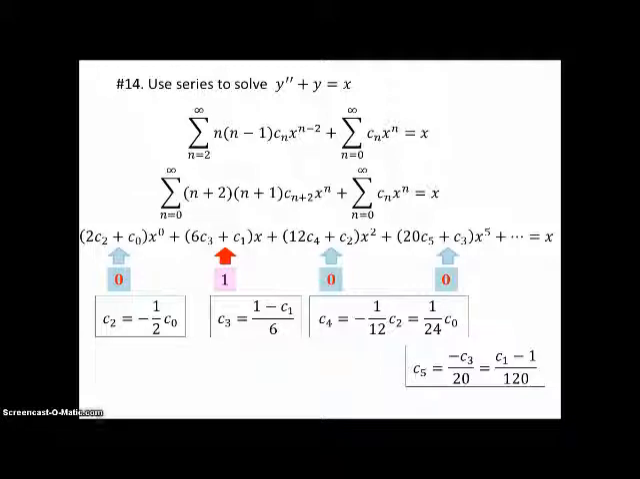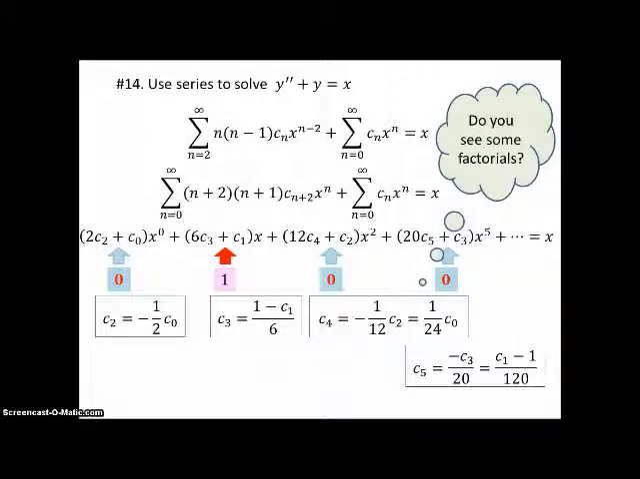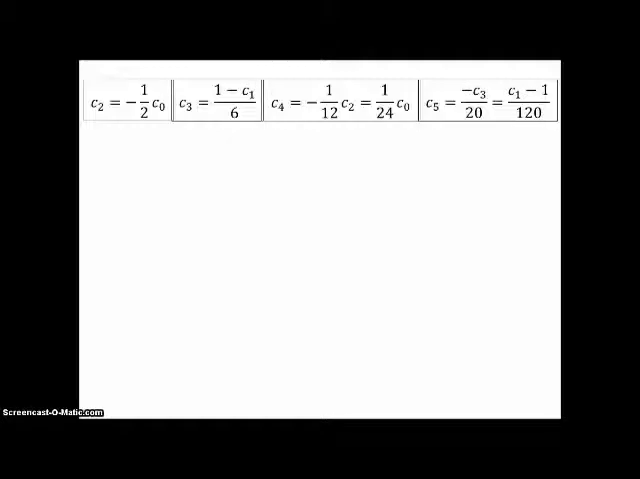And then finally, not finally, but all I'm going to fit on the page here is that c5 is negative c3 over 20, which reduces to (c1 minus 1) over 120. Notice it's the opposite of the 1 minus c1 in c3 there. Okay, now do you see some factorials here? I do. So here are our coefficients again.